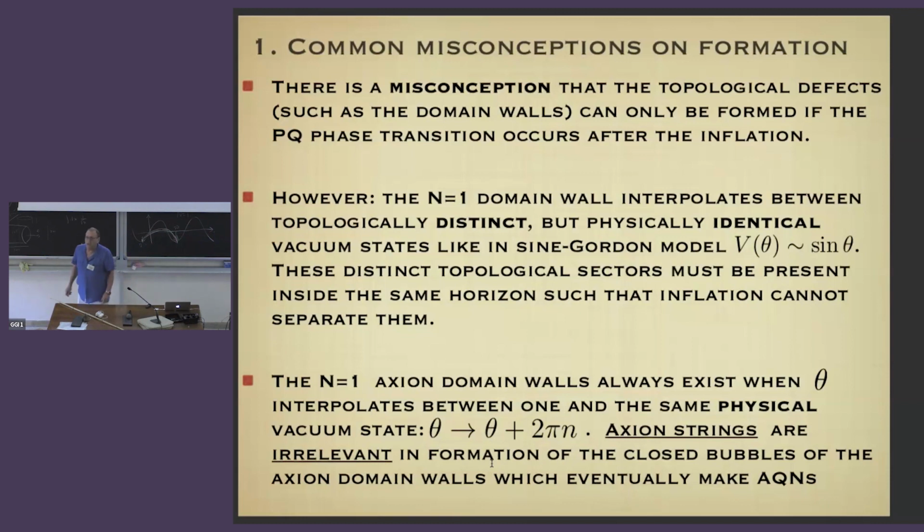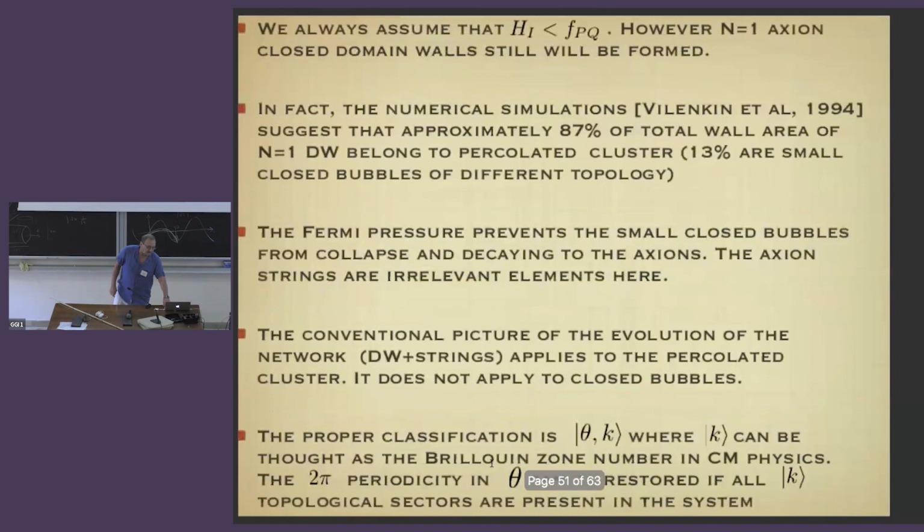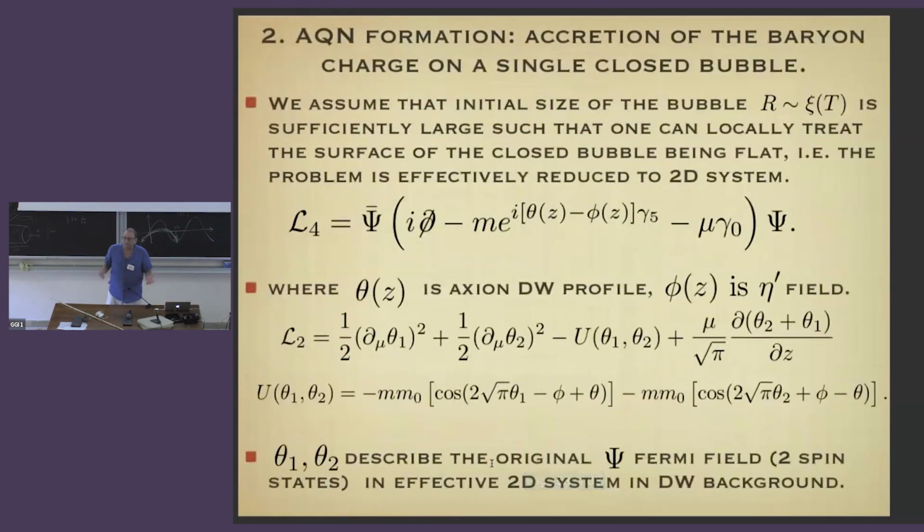The formation can be explained. I have a couple of specific computations of the way these closed domain walls form, and Ipser and Sikivie and Vilenkin computed closed domain walls many years ago in the 80s. They said that eventually they collapse and produce some axions. What I am saying is that if you have quarks inside, they do not collapse. There is a Fermi pressure and an axion domain wall pressure, and you have equilibration. I explicitly demonstrated that they do not collapse. They form an absolutely stable configuration, which I call the axion quark nugget.